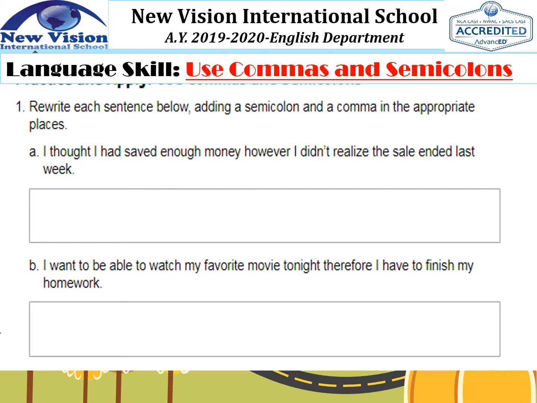If it is a contrasting or connecting relationship, we are going to put a transitional word. Okay? But if it suggests a cause and effect relationship, we are going to put a transitional phrase.